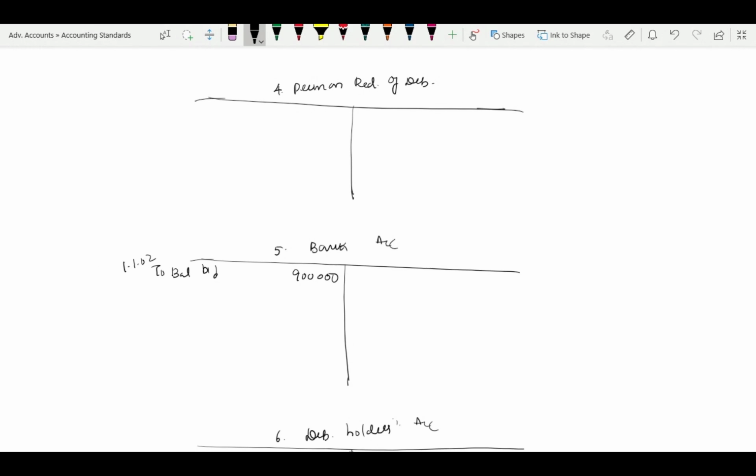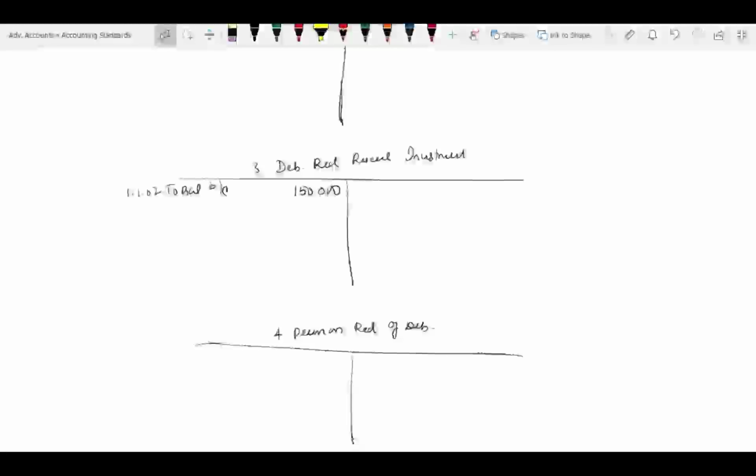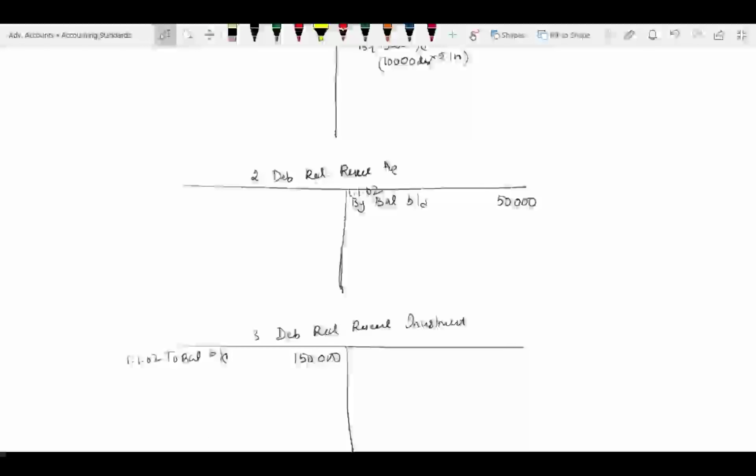Now, if you are ready, let's go for redemption. Before redemption, I have to ensure that DRR and DRI, that is debenture redemption reserve and debenture redemption investment, have been maintained as per requirement. Here, they have not maintained the debenture redemption reserve of 1 lakh that we were supposed to maintain, so an additional 50,000 I am supposed to maintain.